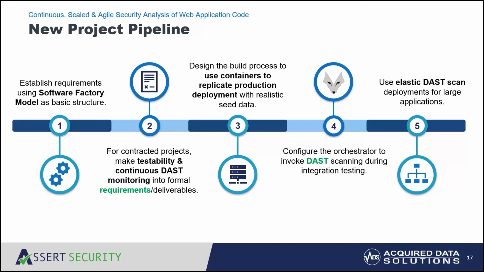Important to use containers, replicate production environments as realistically as possible. And that's just a best practice for all kinds of automated testing, but it equally applies for security testing. And because the Vulnerabilities DevOps tool makes heavy use of containers, this is a really clean fit. So configuring the orchestrator to invoke DAST scanning by calling the Vulnerabilities master node, that's the best practice that we're recommending here. And then just a reminder that there is the Elastic DAST scan use case for really large applications. And that's just a matter of configuring certain applications to have multiple job nodes coordinate.